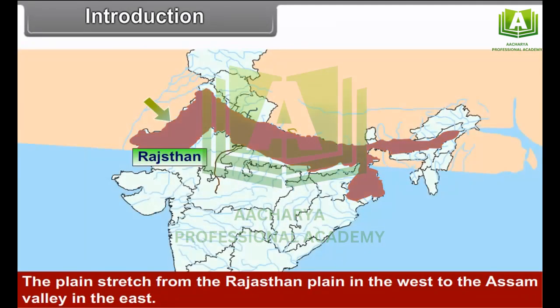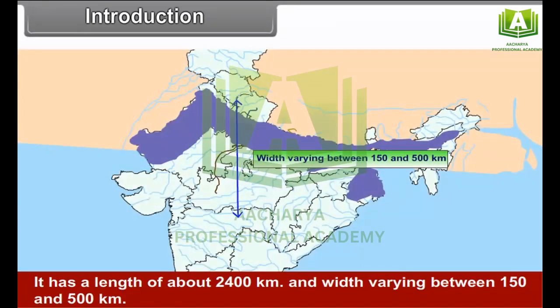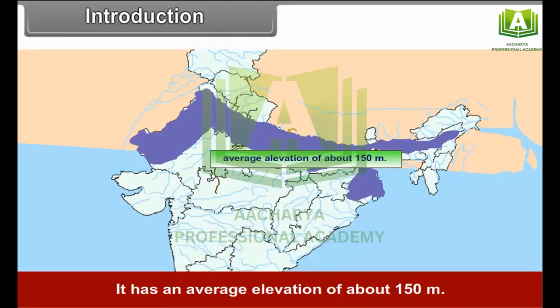The plains stretch from Rajasthan Plain in the west to the Assam Valley in the east. It has a length of about 2,400 kilometers and width varying between 150 and 500 kilometers. It has an average elevation of about 150 meters.